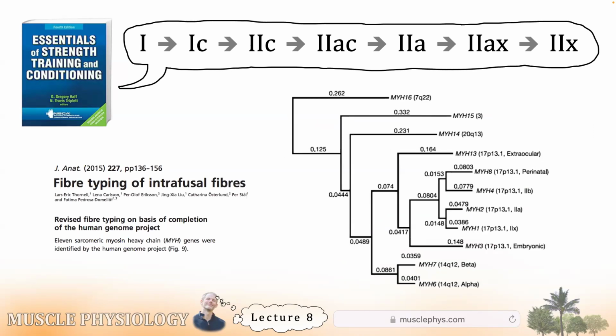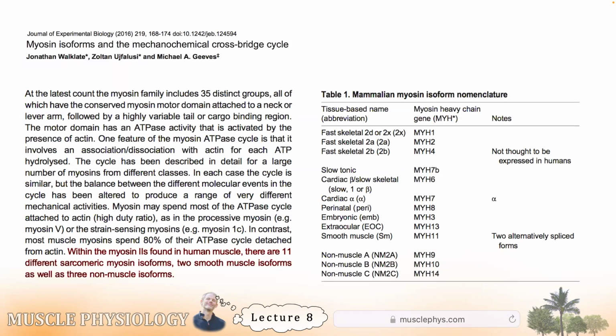Now, we do see more types of sarcomeric myosin than we've accounted for by our 1C, 2C, 2AC, 2A, 2AX, 2X model. The Human Genome Project identified these 11 different genes that express myosin heavy chain. And here's another look at the same thing. Among this variety of myosin heavy chain, some of it is embryonic. And being adults who are listening to this, what we really care about is adult forms of the protein. And 2B is on here also, and we don't really have that in a notable amount.